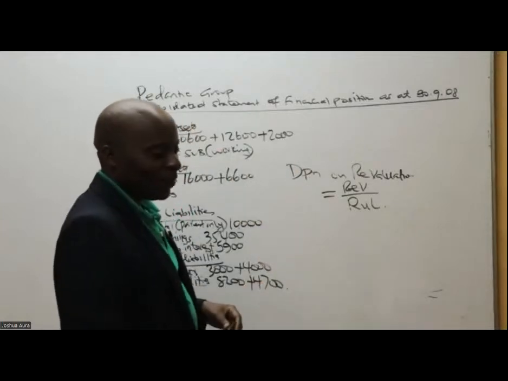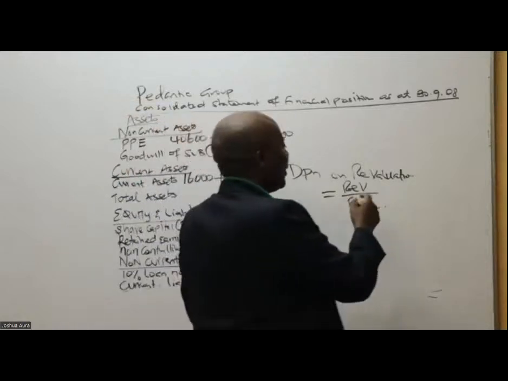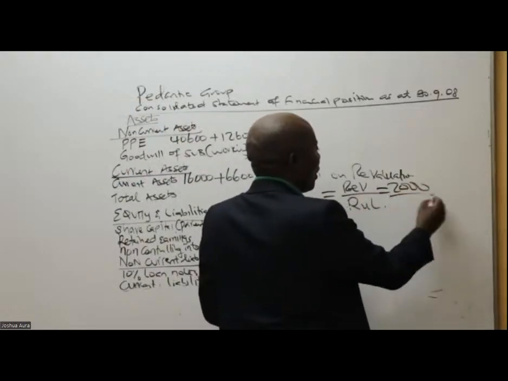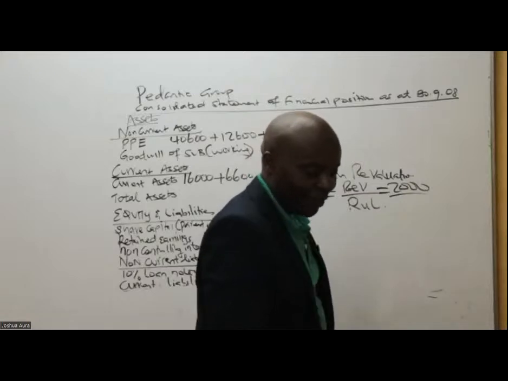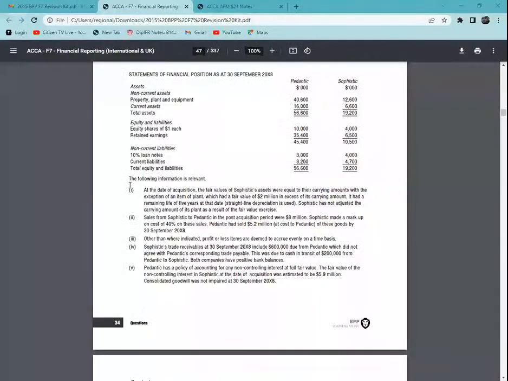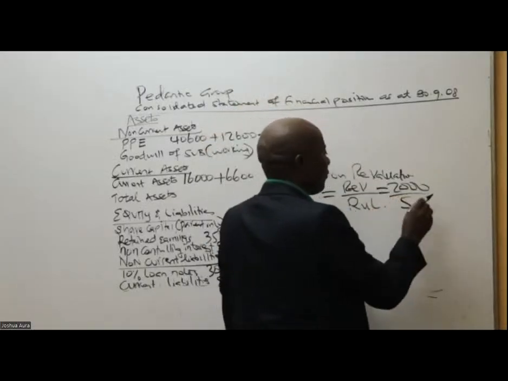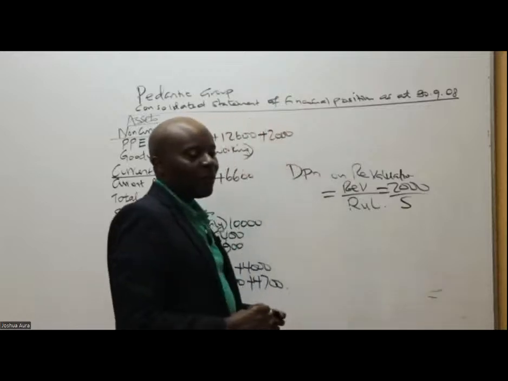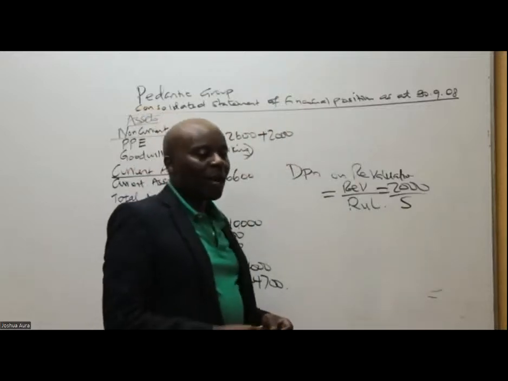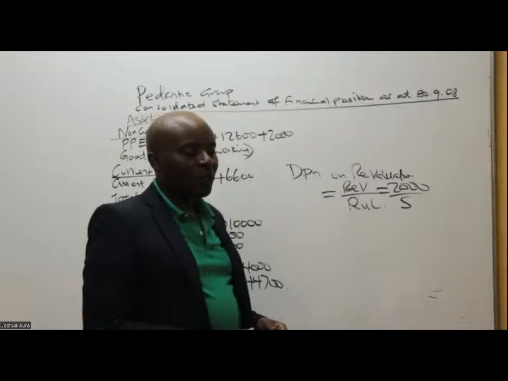Revaluation over remaining useful life. The revaluation here is 2,000 divided by the remaining useful life, which the examiner will always tell you. Like here, they told us it had a remaining life of 5 years at the date. So the remaining useful life is 5 years. So 2,000 divided by 5, how much does it come to?